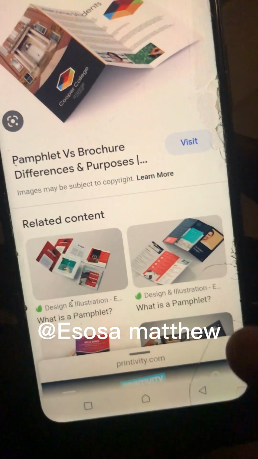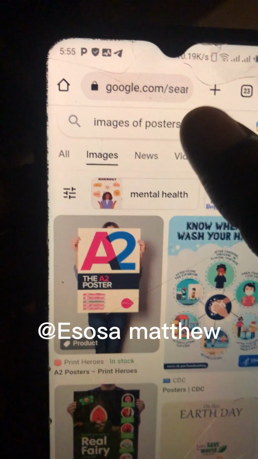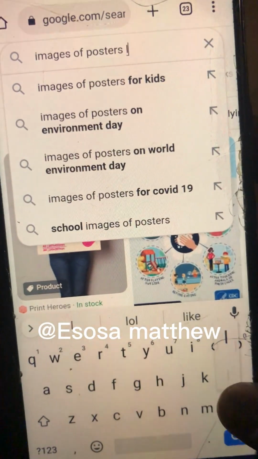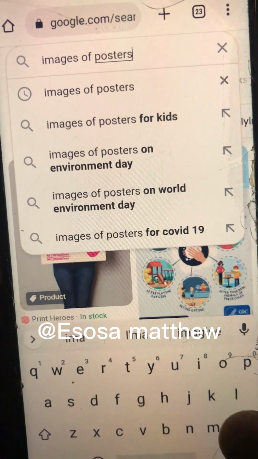So let me go back now and search for images of a digital flyer. I hope you can see the difference.